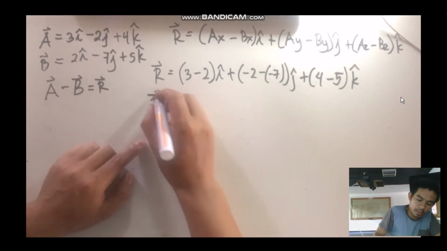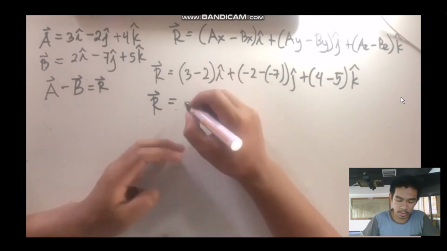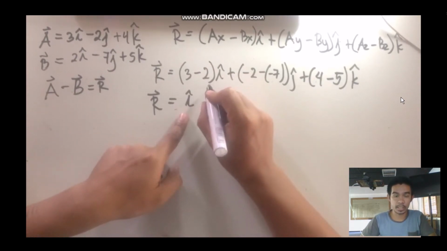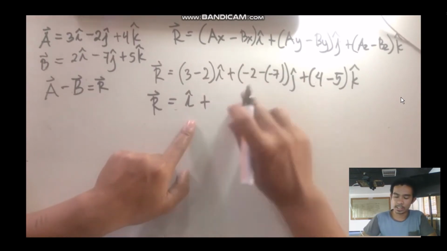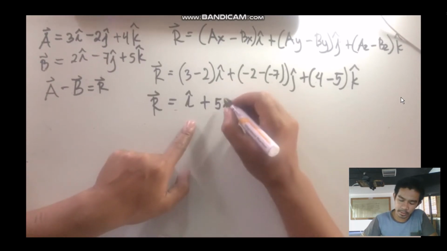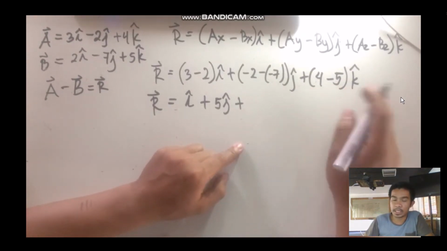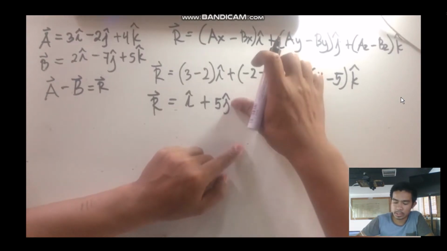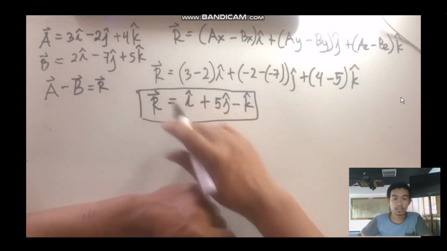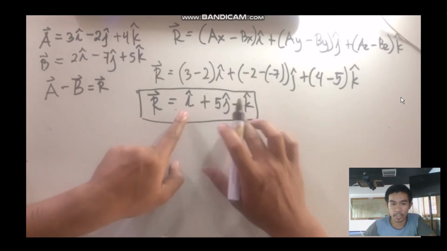So vector R equals, what's 3 minus 2? That's 1. So I don't need to put 1, it's understood that there is 1 beside i. So that's i hat. Plus negative 2 minus negative 7, that is 5 j hat. Then plus, what's 4 minus 5? That's negative 1, so that's minus k hat. So this is vector A minus vector B in terms of components and unit vectors.